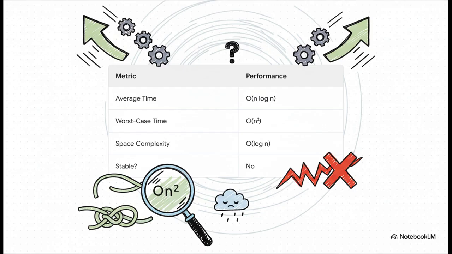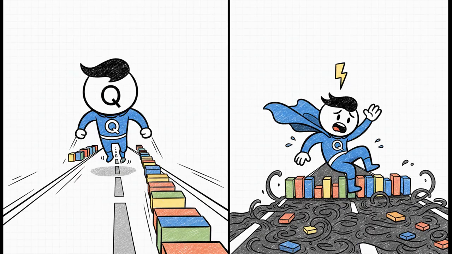But, hang on a second, look a little closer. See that worst case time? It says O(n squared). That's the same as our slow lane algorithms. How is that even possible? Well, here's the catch. Quicksort has an Achilles heel.